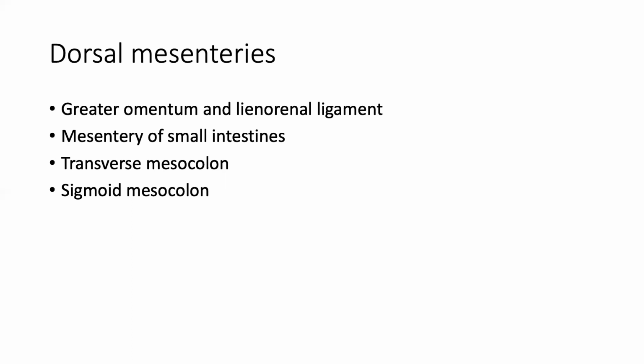And the mesentery of the small intestine, as you saw from the previous picture, attaches to one side of the intestine, and the other portion originates from the posterior abdominal wall. The transverse mesocolon, the mesentery holding the transverse colon, and the sigmoid mesocolon are also dorsal mesenteries.